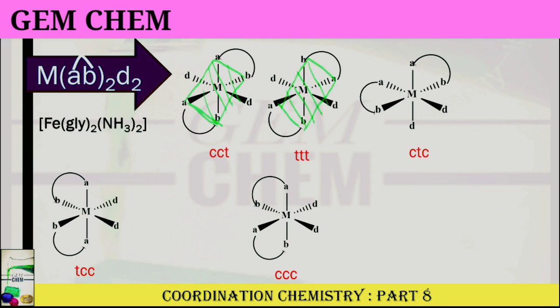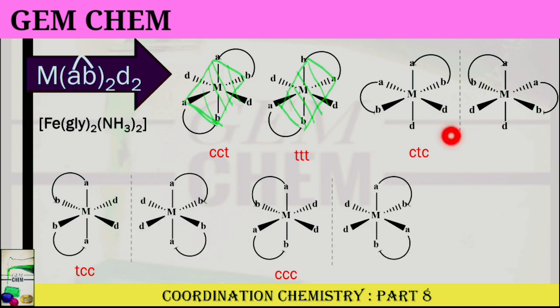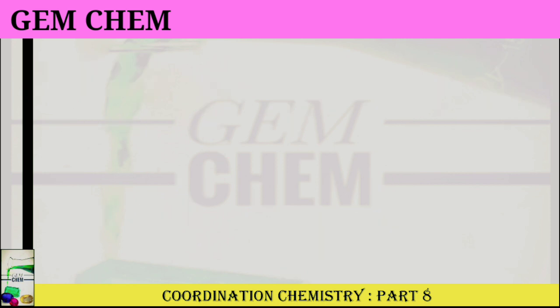But for the other three, there is no sigma plane, no i. So we can conclude that they will show optical activity. So the other three will have a pair of enantiomers, and those are mirror images which are non-superimposable.